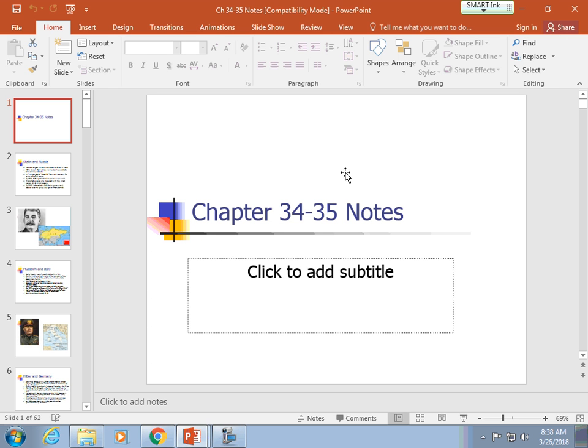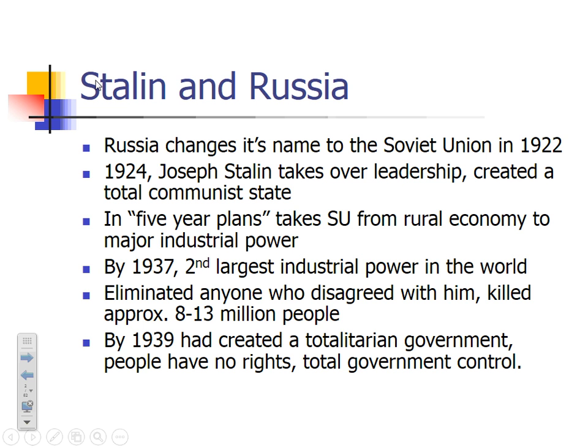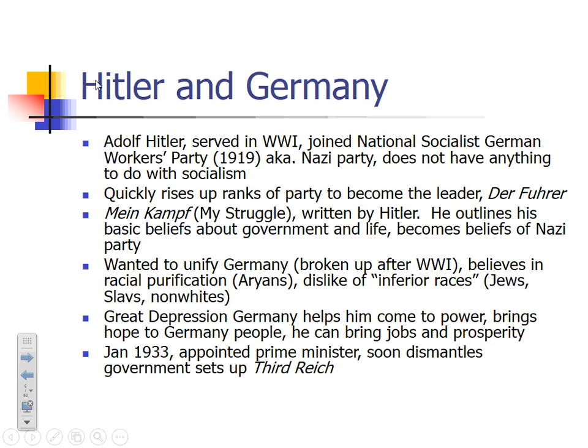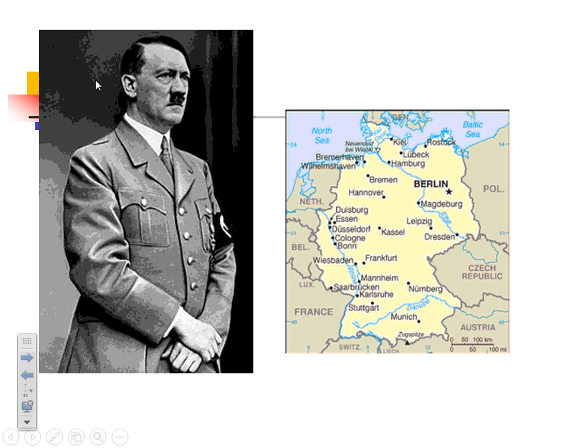All right, so previously we went over the long-term and short-term causes of World War II in Europe. We talked about the rise of dictators. We did Stalin and the creation of the Soviet Union. Remember, even though Stalin is a dictator, he is on the Allied side during World War II. We talked about the rise of Mussolini in Italy. He is a member of the Axis powers. We talked about Adolf Hitler in Germany, obviously the leader of the Axis powers.